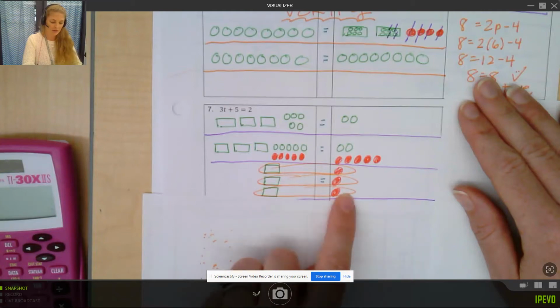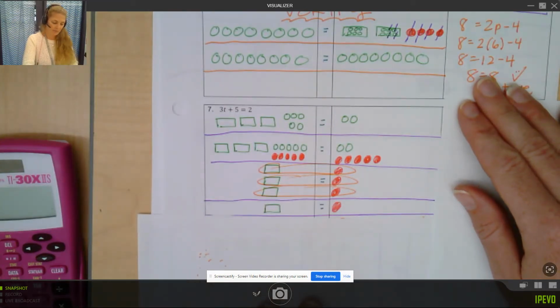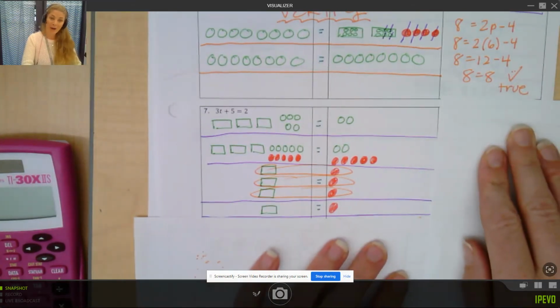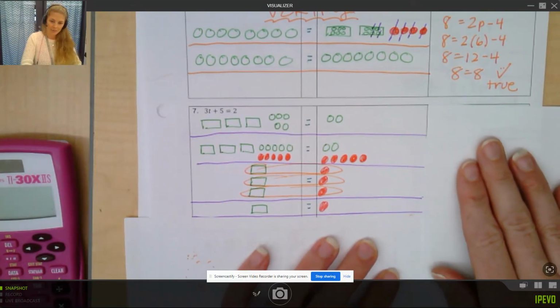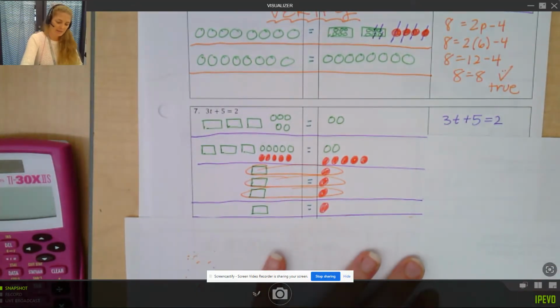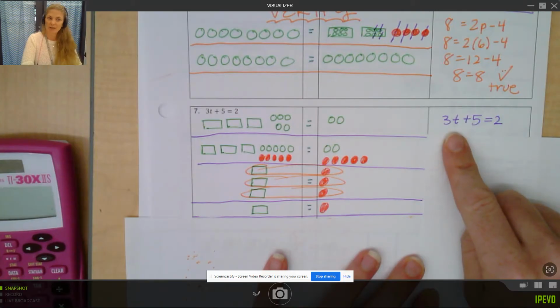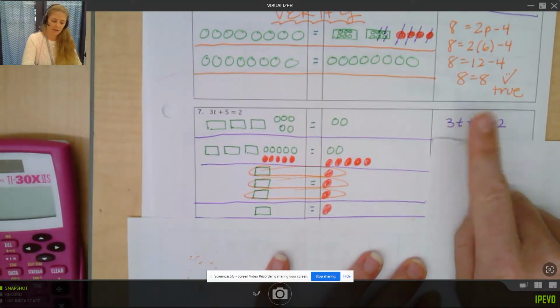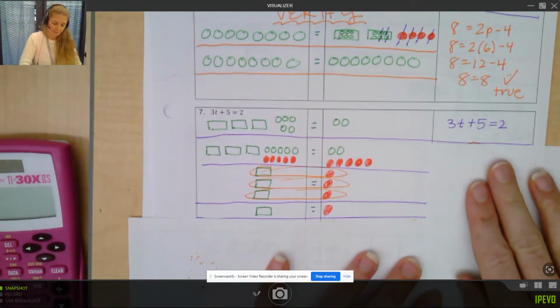I'm going to break this into 3 equal groups from there to get x is equal to -1. Let's check the algebra steps here. 3t plus 5 is equal to 2. Careful with your t's, they don't look like plus signs. Sometimes I like to give it a little curly Q at the end.